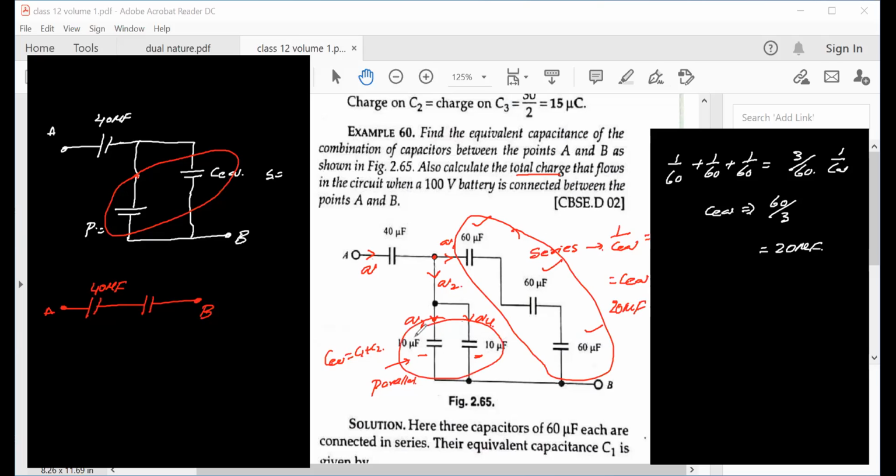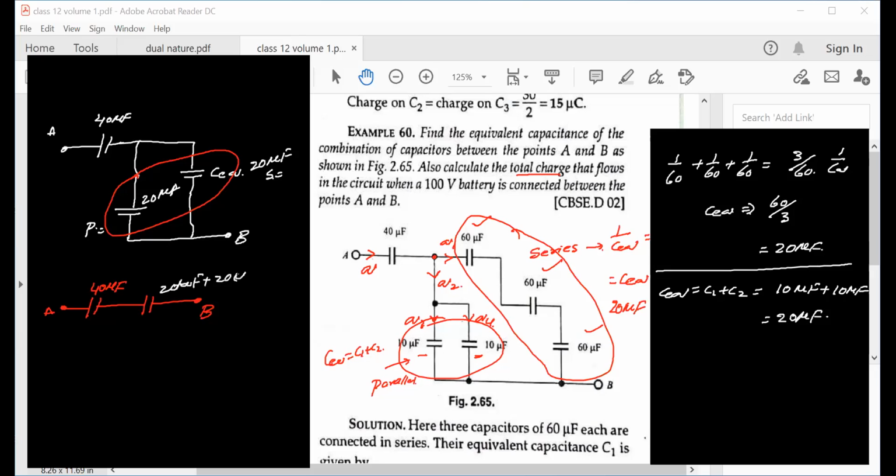Now let's see these two. These two are in parallel connection. For parallel connection, the formula is C equivalent is equal to C1 plus C2. C1 is 10 microfarad and C2 is again 10 microfarad, so it is equal to 20 microfarad. Now I'm going to substitute these values here. It is 20 microfarad and again 20 microfarad. These two are in parallel connection, so C1 plus C2 is 20 microfarad plus 20 microfarad, which is equal to 40 microfarad.